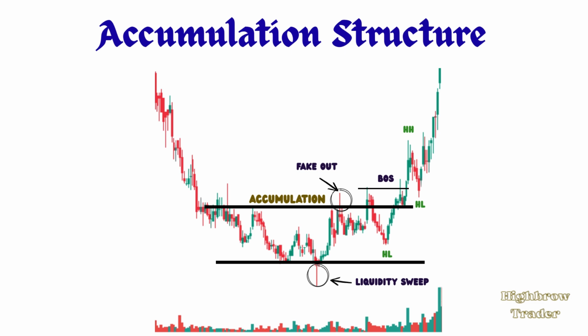Along with psychology, the structure of accumulation also tells a clear story. Look for equal highs and lows, fake outs, and liquidity sweeps inside a tight range. As you can see in the image, this sideways movement often forms a base, a zone of quiet accumulation. Wicks outside the range are common, used to grab liquidity before the real move begins. A clean break of structure is what usually signals the shift into the markup phase.